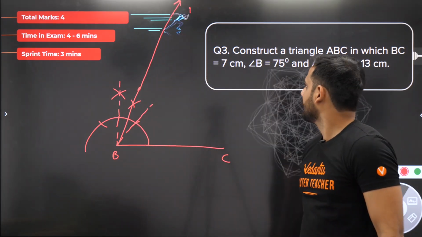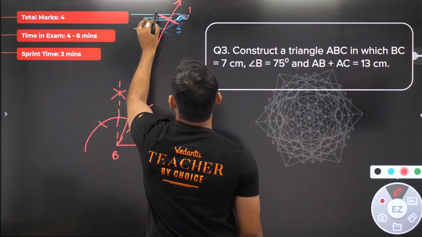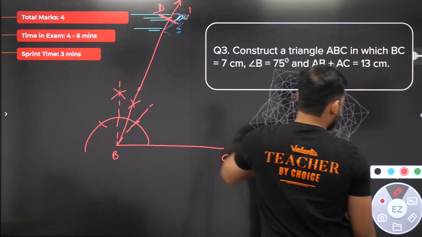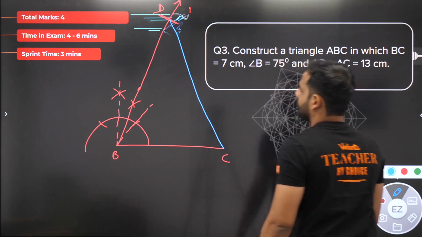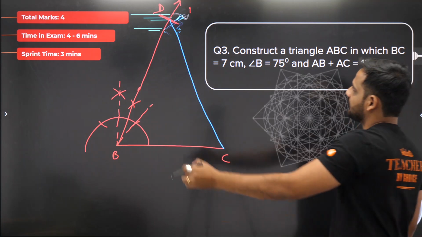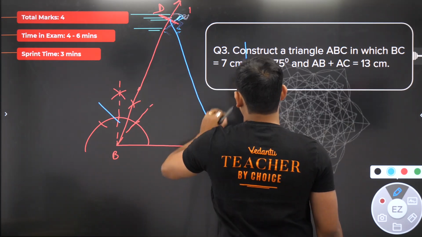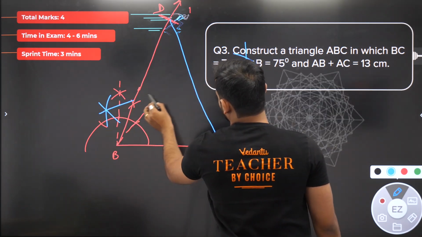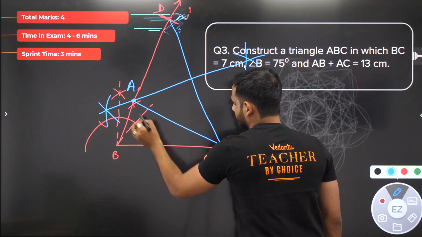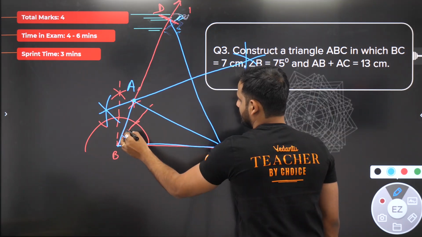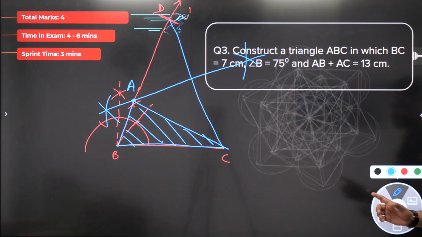Now we know AB plus AC is 13 centimeter, so make one cut of 13 centimeter here. Let's say this is your point D. Join D with C and draw a perpendicular bisector of it. So open the compass length more than half. One point here, one point here, and then one point here, one point here. Join both, wherever it is intersecting, this will be your required point A. Join A with C. So this will be your required triangle. Understood? Same method, right? Easily we can do it.